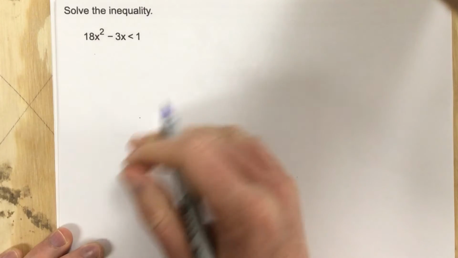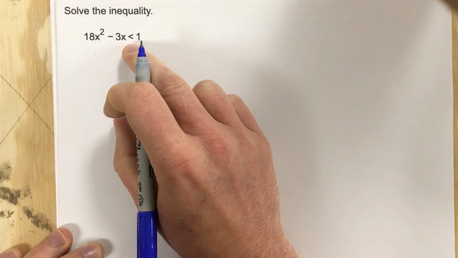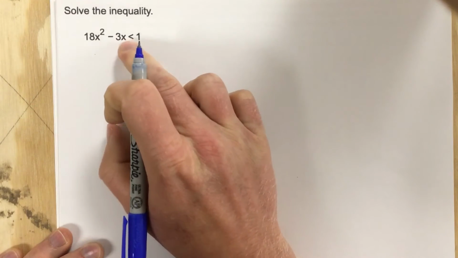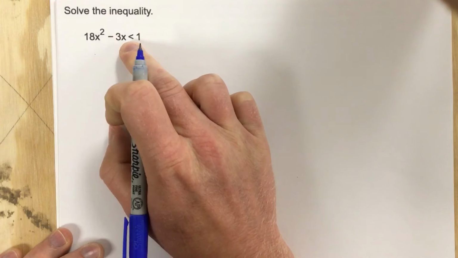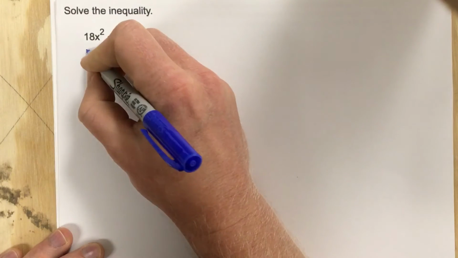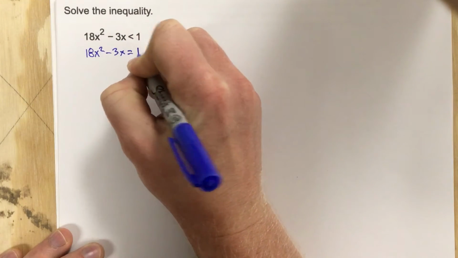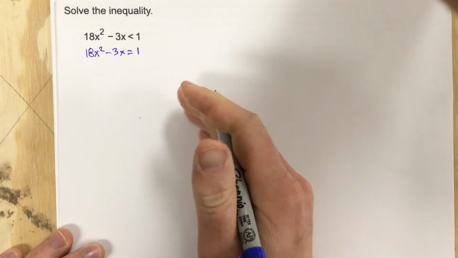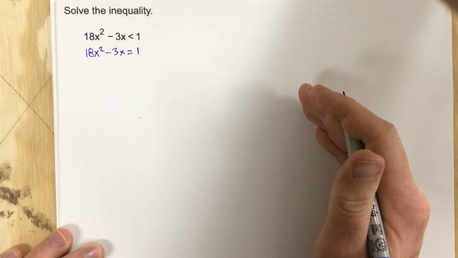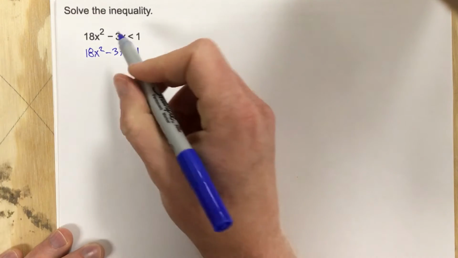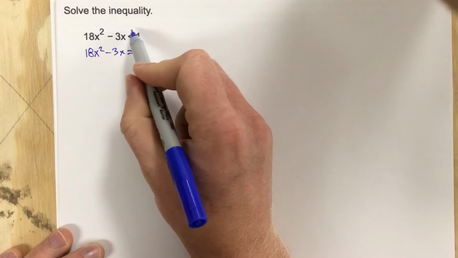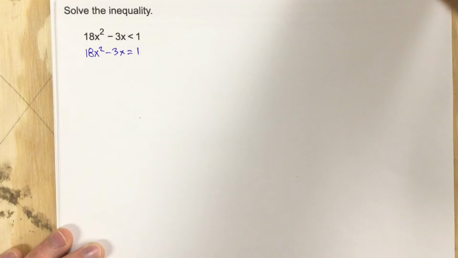Well, technically, for a quadratic inequality, the first step would be to switch this inequality sign to an equal sign. So let's do that first. We're going to say 18x squared minus 3x equals 1. So we're going to solve for the roots, and once we find the roots, we're going to use the number line to determine where the solutions are. So we'll come back to this 18x squared minus 3x less than 1 at the end.